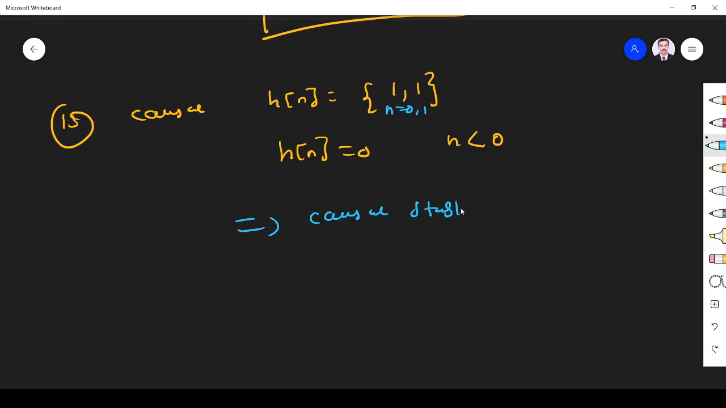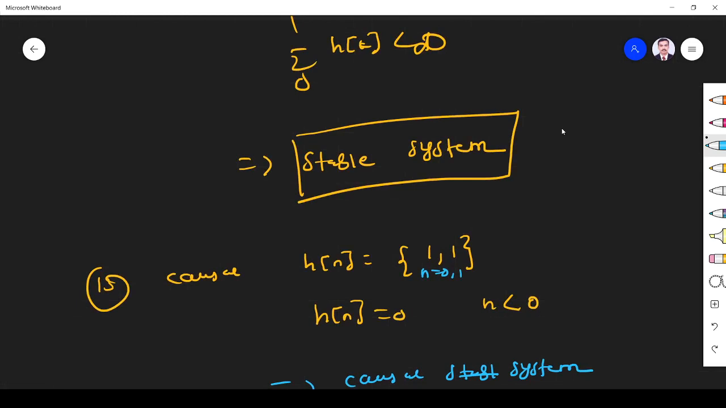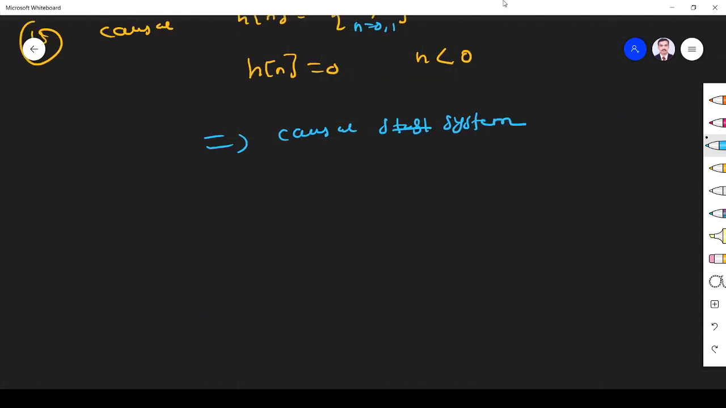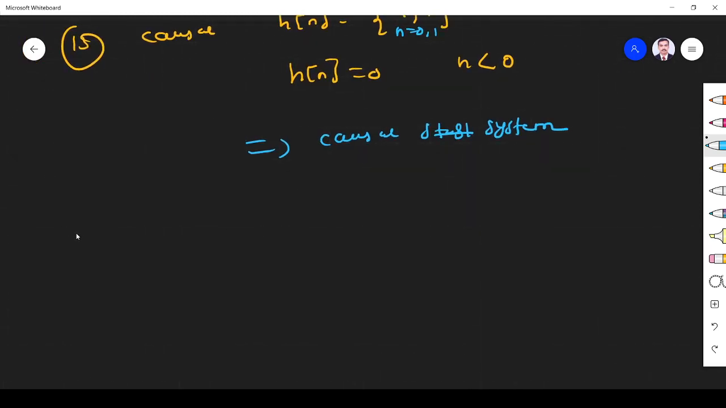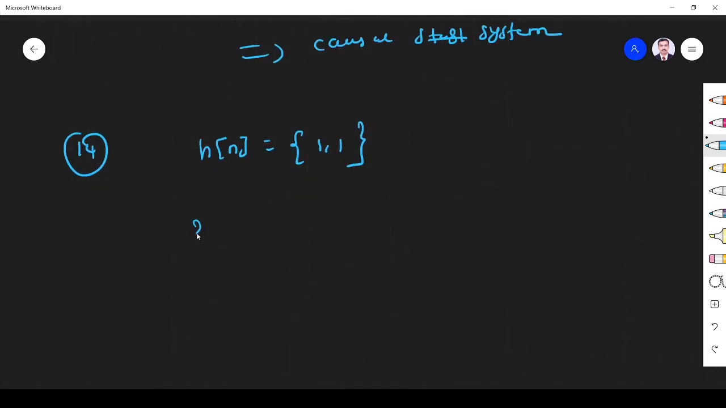Beautiful thing. Fine. So the system is a causal system also. See, we verified causality and stability in 3 different methods. All the methods are giving the same answer. Next. And the 14th concept: h of n, we know it is 1, 1. So let us assume our input is x of n, and x of n is 1, 2, 1. Let us find the convolution and find the output.